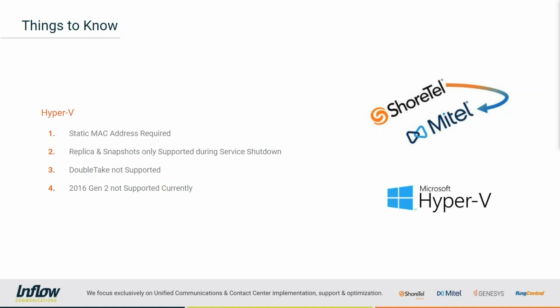DoubleTake is not currently supported with Hyper-V. I don't know if you're familiar with DoubleTake. DoubleTake's been around a long time, at least 10 or 12 years. DoubleTake is a third-party software application that allows you to set up a secondary server, load it with the ShoreTel software, and then you load a DoubleTake application onto each server. And DoubleTake will take care of the synchronization between two servers and takes care of a heartbeat between two servers.